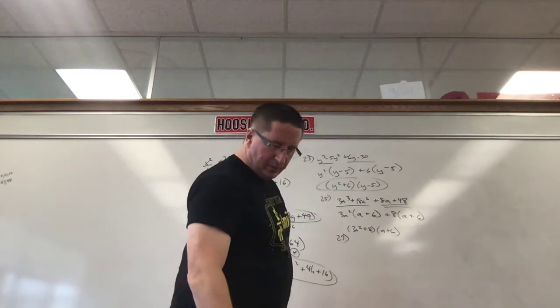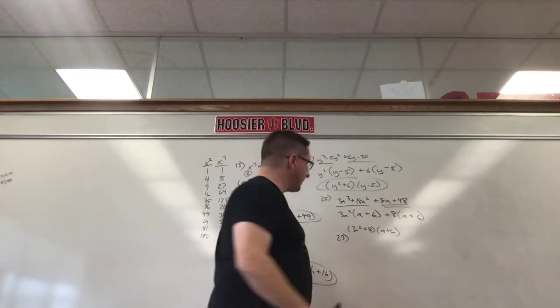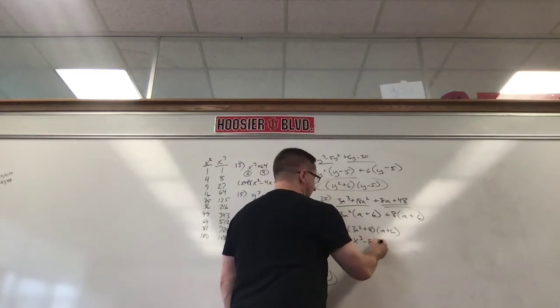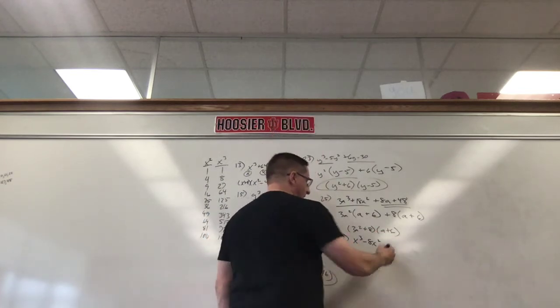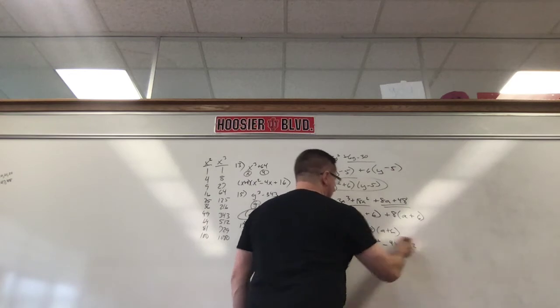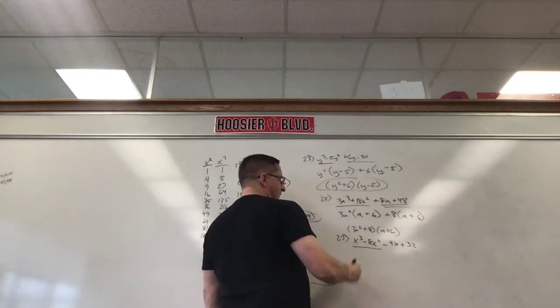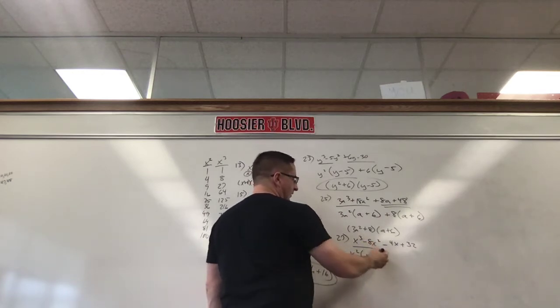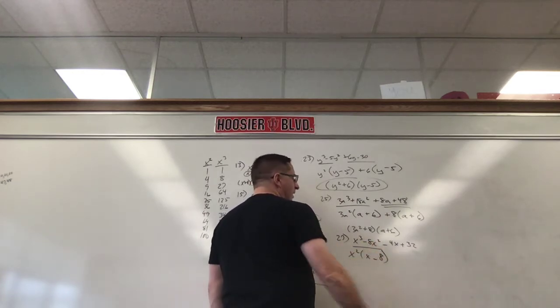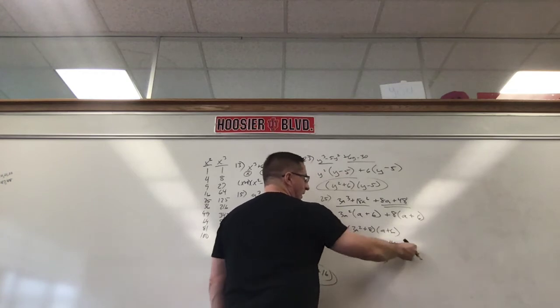Okay, 27, x3 minus 8x squared, minus 4x plus 32. Okay, so what can I factor out of this? X squared times x is x3. Take an x squared out of 8x squared, left with 8. Okay, what can I factor out of these? Well, I can take a 4 out.